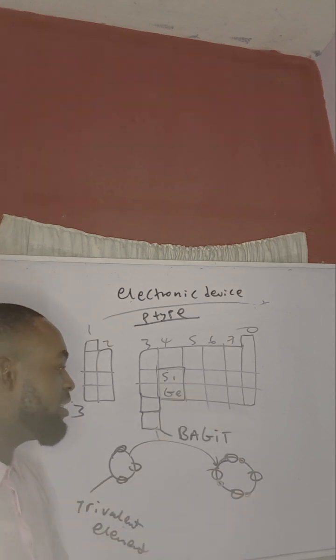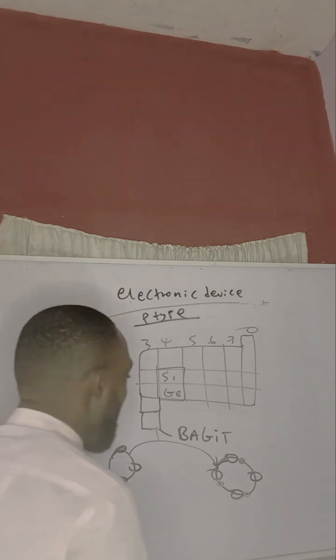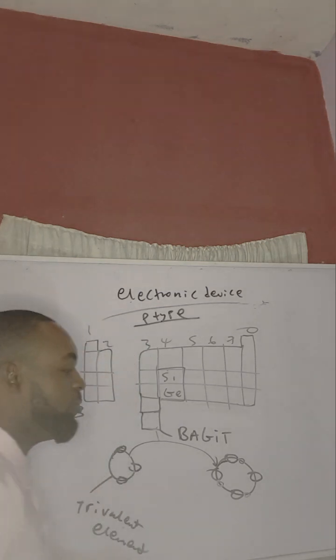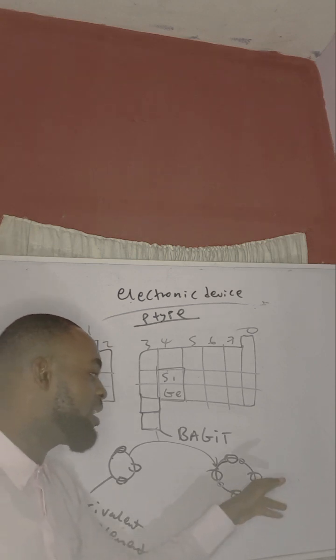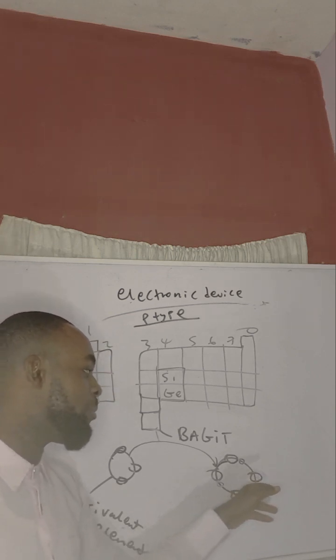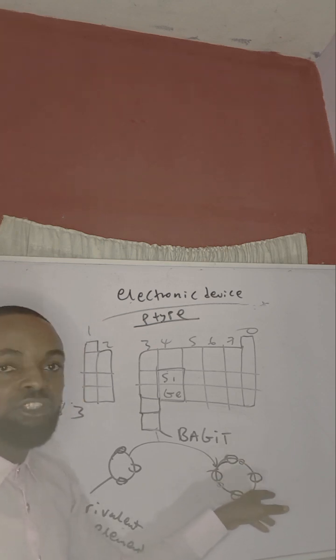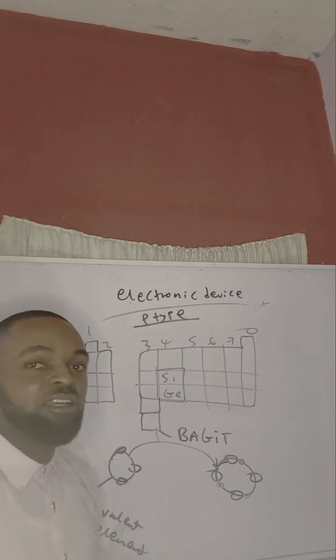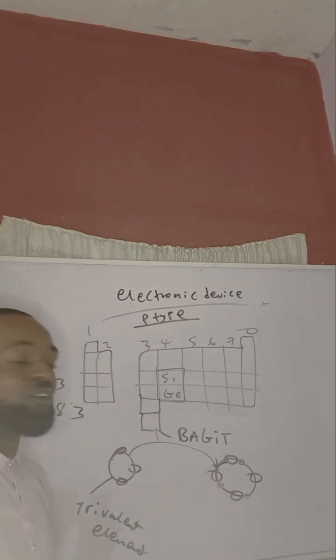So because of that, the p-type semiconductors are called acceptors. The p-type are called acceptors. And because there is still a gap remaining here, holes are the majority carriers, while electrons are the minority carriers. Remember, holes are the majority carriers, while electrons are the minority carriers.